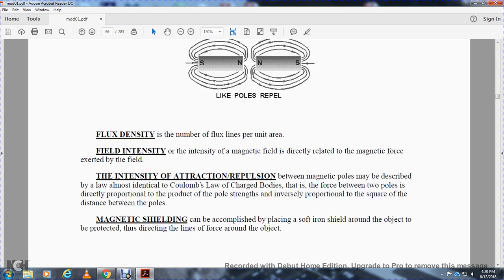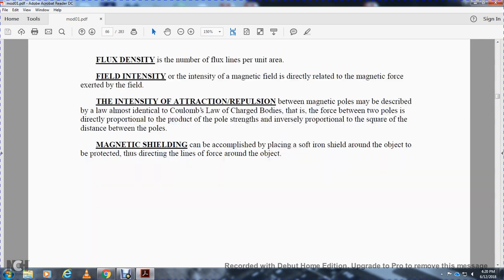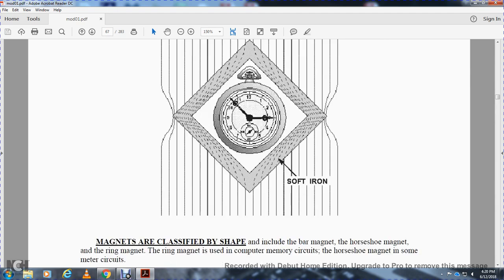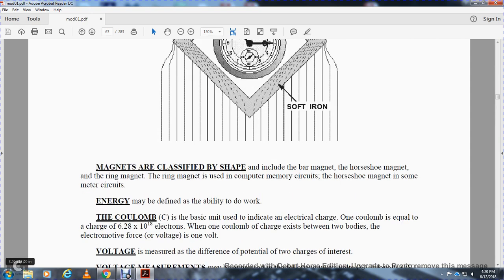Magnetic shielding can be accomplished by placing a soft iron shield around an object, which diverts the lines of force around the object. Magnets are classified by shape, such as the bar magnet, horseshoe magnet, and ring magnet, even the computer memory circle. Energy is defined as the ability to do work.